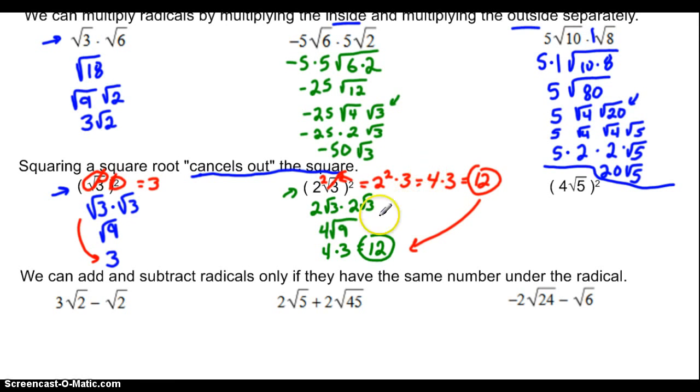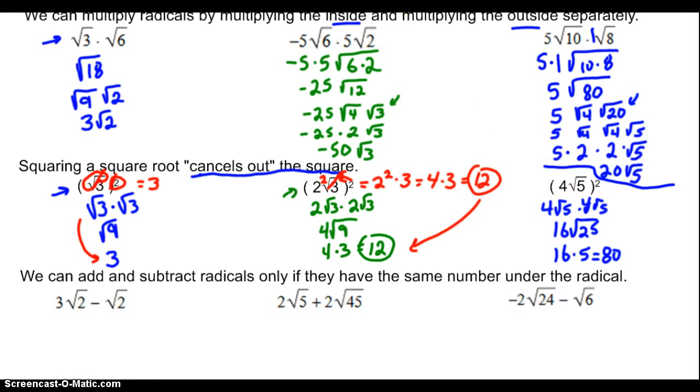If you're feeling pretty good about the last couple of problems, try this third one by yourself. Pause the video now. Alright, let's try it. We have 4 square root of 5 squared. Now if you like doing it this way, writing it out by multiplying it by itself, you can do that. 4 square root of 5 times 4 square root of 5. I'm going to multiply the outsides. 4 times 4 is 16. Square root of 5 times square root of 5 is the square root of 25. The square root of 25 is a perfect square, that's 5. And 16 times 5 is 80.